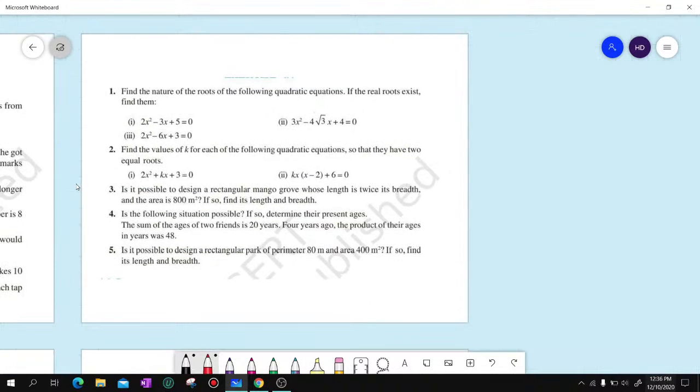And again, this is important for nature. Nature of roots is important for 1 mark. Nature means we have to find the discriminant, b square minus 4ac. We have to find the a value, b value, c value, and we have to find the discriminant value. This is important particularly for 1 mark. There is a 100% chance of being asked for 1 mark. Nature of the roots is definitely important. I'm pretty sure.